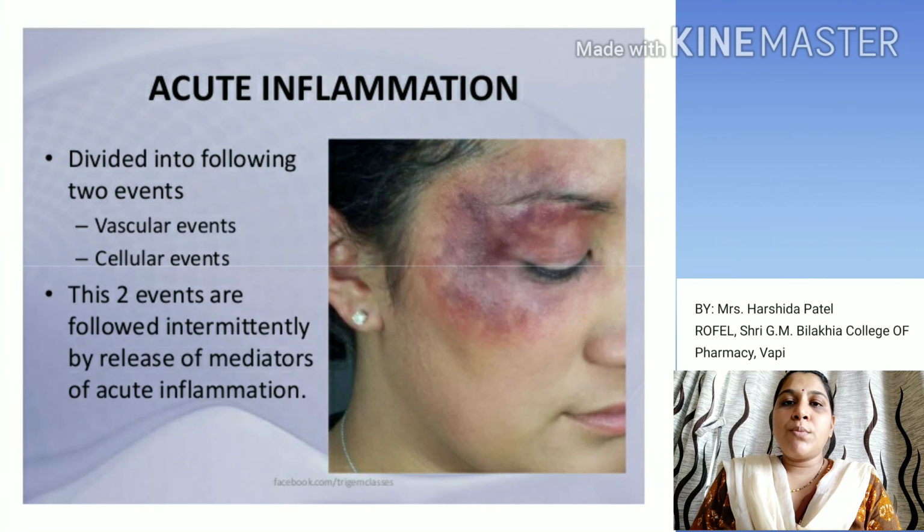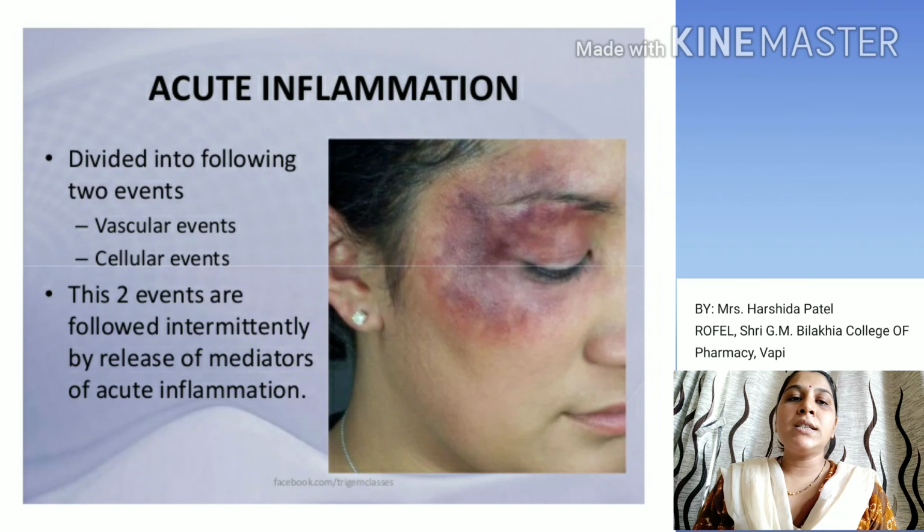Now next we are moving forward to the mechanism of acute inflammation. What is the basic mechanism of acute inflammation? Here the mechanism has been divided into two events, that is vascular events and cellular events. These two events follow each other, and this is by the release of various chemical mediators of acute inflammation.